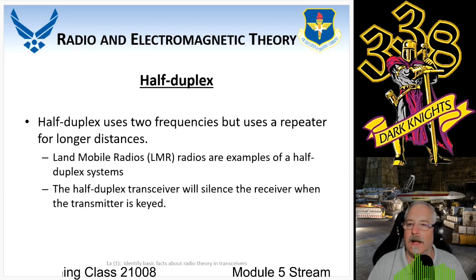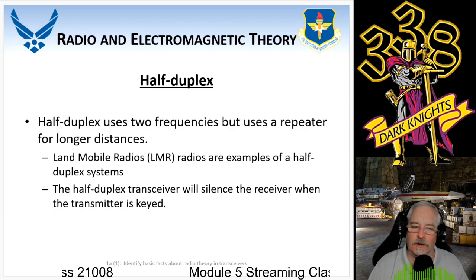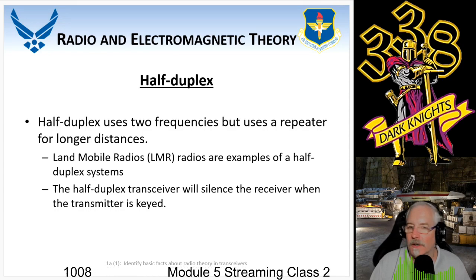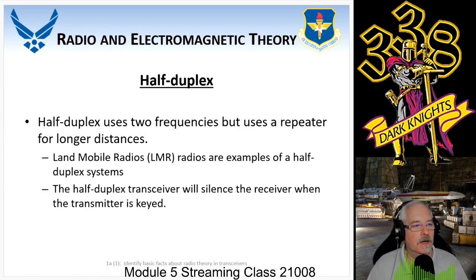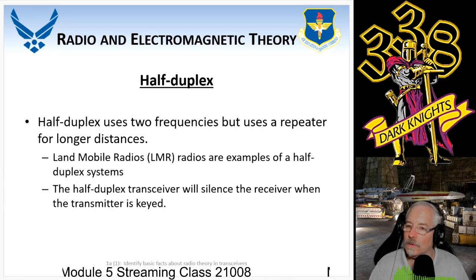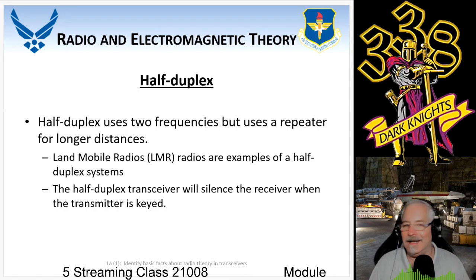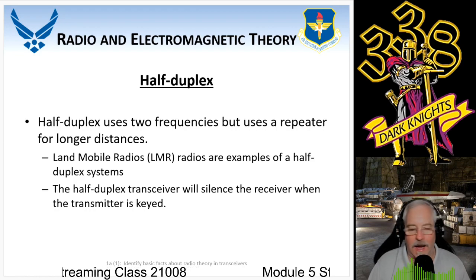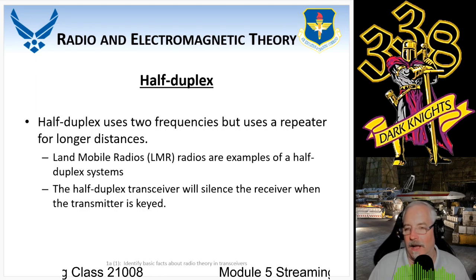In half duplex, this is where things get a little bit complicated. We're using two frequencies. Normally there is a repeater in place, which is using full duplex, and I'll explain that in just a minute. But it's been my experience that LMR radios, land mobile radios, are the radios normally on your base that look like a brick with an antenna coming out of it. We have names for them, like bricks, walkie-talkie. Don't say that too loud because people don't like the term walkie-talkie.